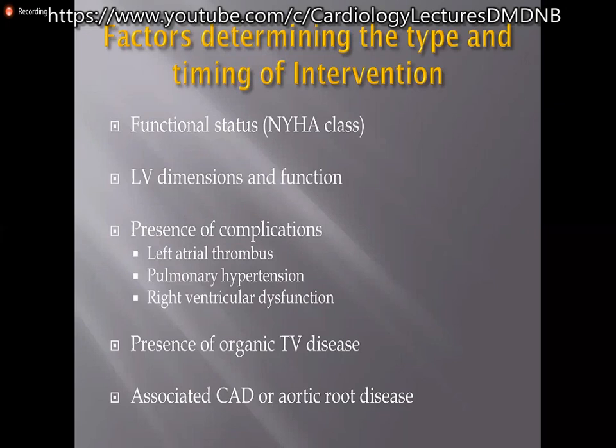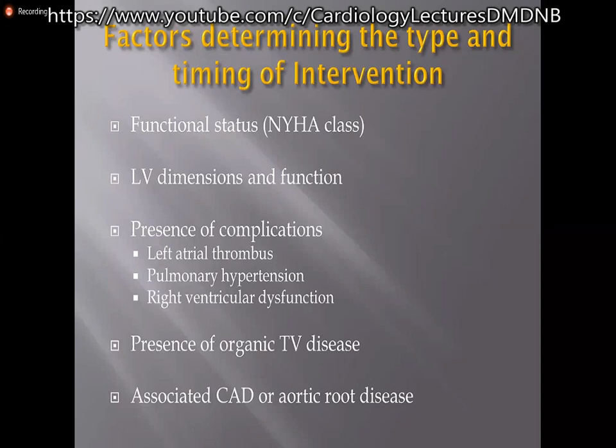What are the factors determining the type and timing of intervention? These are some of the things you need to consider whenever you are going to take a decision, whether it is going to be a cath intervention or a surgical intervention. The most important is functional class. Then LV dimensions and LV function, very important, particularly in regurgitant lesions. Then presence of complications such as left atrial thrombus, pulmonary hypertension, and right ventricular function is extremely important.